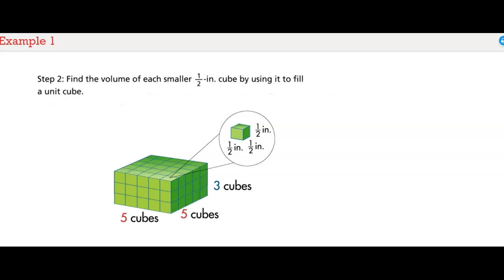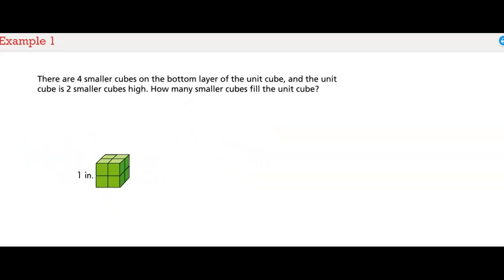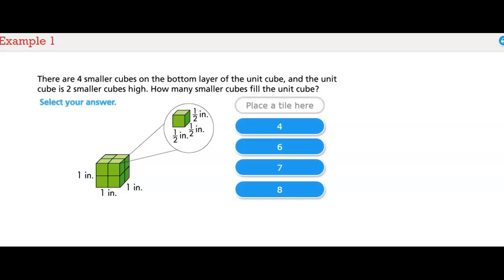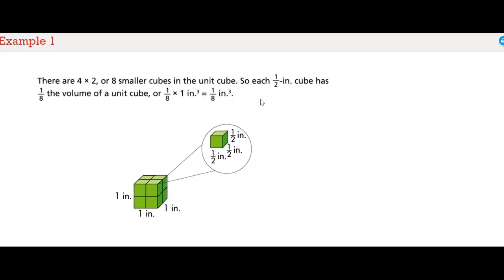Step 2. Find the volume of each smaller 1/2-inch cube by using it to fill a unit cube. There are 4 smaller cubes on the bottom layer of the unit cube, and the unit cube is 2 smaller cubes high. How many smaller cubes fill the unit cube? Select your answer. There are 4 times 2, or 8 smaller cubes in the unit cube, so each 1/2-inch cube has 1/8 the volume of a unit cube, or 1/8 times 1 cubic inch equals 1/8 of a cubic inch.